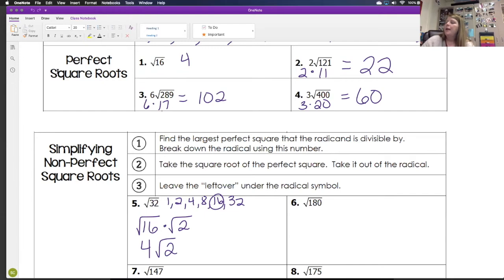So let's try 180, and then I'm going to have you do one on your own. So again, this one has a lot of factors.